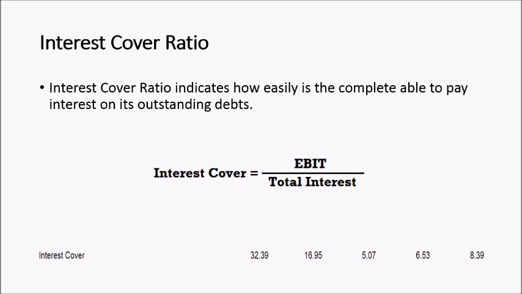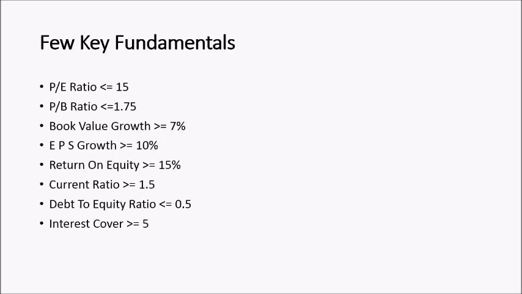Here are few key fundamentals to watch out for. 1. Price to earnings ratio or PE ratio less than 15. 2. Price to book value less than 1.75. 3. Book value growth greater than 7%. 4. EPS growth greater than 10%. 5. Return on equity greater than 15%. 6. Current ratio greater than 1.5. 7. Debt to equity ratio less than 0.5. 8. Interest cover ratio greater than 5.